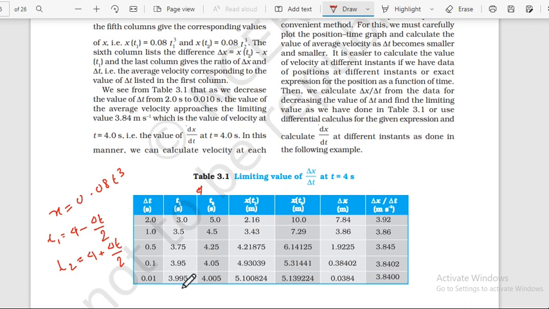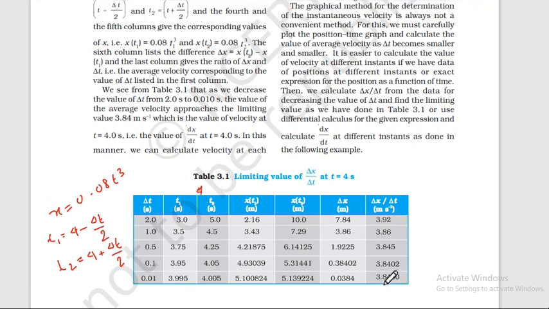So as you decrease delta t, you see that the average velocity is going closer to 3.84 meter per second. You can infer from this that if we make this smaller and smaller and smaller, infinitesimally small, it will reach 3.84. So the limiting value here is 3.84.